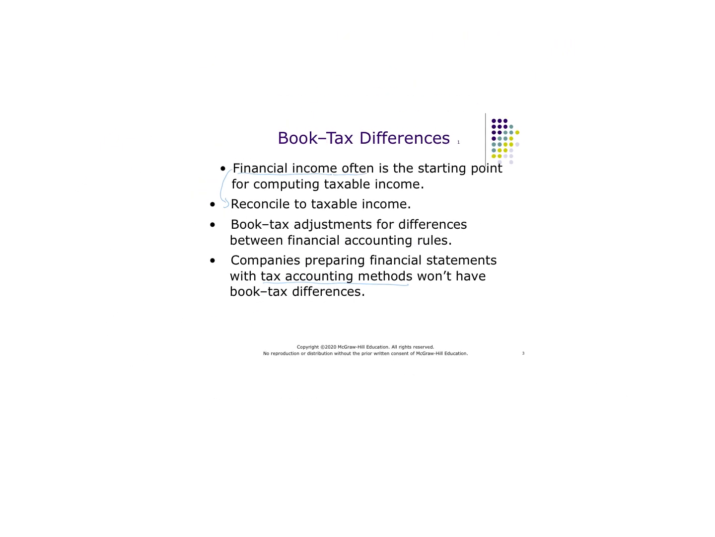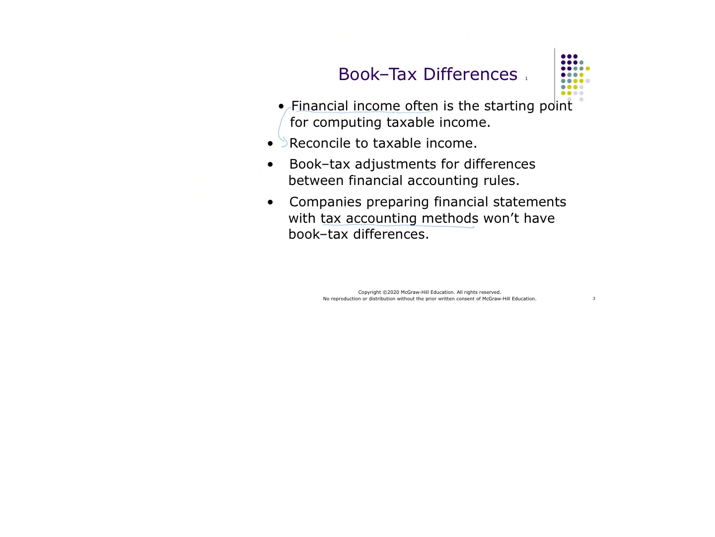So what are our general types of book tax differences? Generally speaking, we have unfavorable book tax differences. What does an unfavorable book tax difference mean? It just means that it is an adjustment that makes taxable income larger than book income.